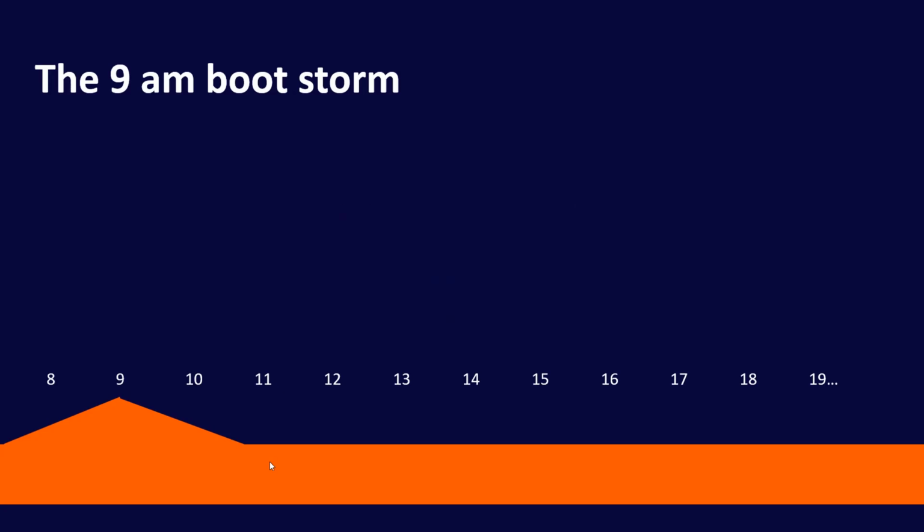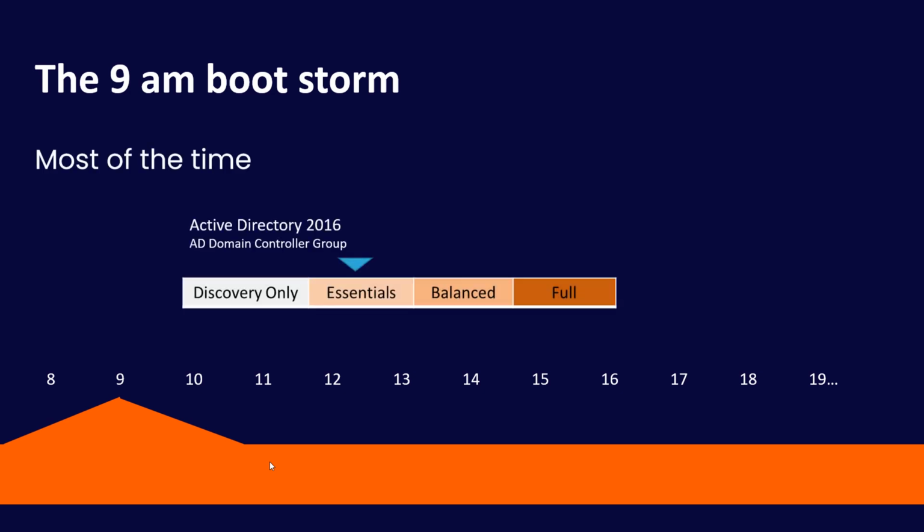What's new? Before we dig into specific features, I wanted to set the scene with this slide to talk about a specific use case. This is the case of the 9 a.m. boot storm. Most of the time, in the case of our domain controllers, we're happy with the essentials level of monitoring, which will monitor enough so we know when stuff is going well and when stuff isn't going well.